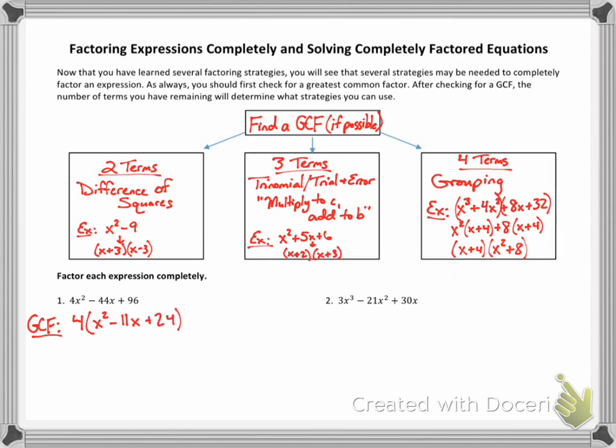So remember, when we factor a GCF, write the GCF out front. In parentheses, we list what's left over when we divide out the GCF. Now, I'm going to look at what's in those parentheses. I see a 3-termed expression, x squared minus 11x plus 24.